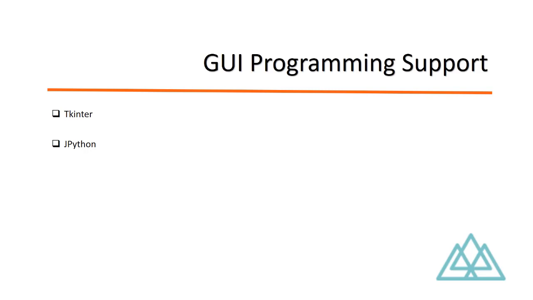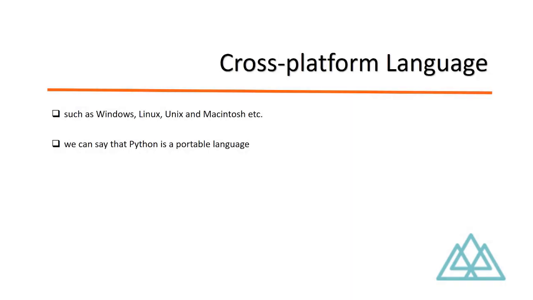The seventh one, cross-platform language. Python can run equally on different platforms such as Windows, Linux, Unix, and Macintosh, etc. So, we can say that Python is a portable language. These are some of the most important points about the Python language.